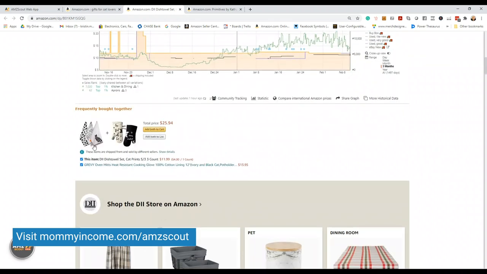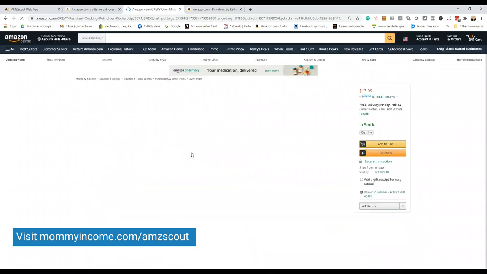So when we look at these things, we see that people are buying hand towels along with oven mitts. This is a very common thing that you see. And of course, now you're talking about a $25 price range, which then you could even add one more thing to it. So as you continue to bundle, you can look at this product now, and then you can click on that product, and you can see what are other frequently bought together items with this particular product.